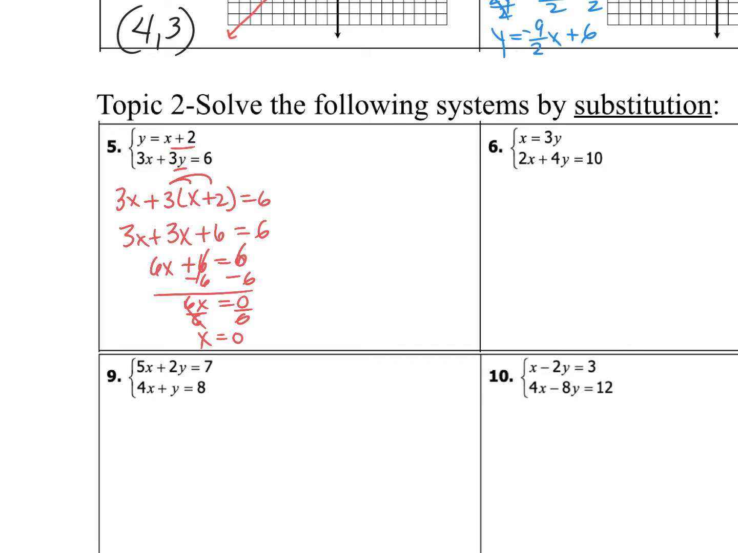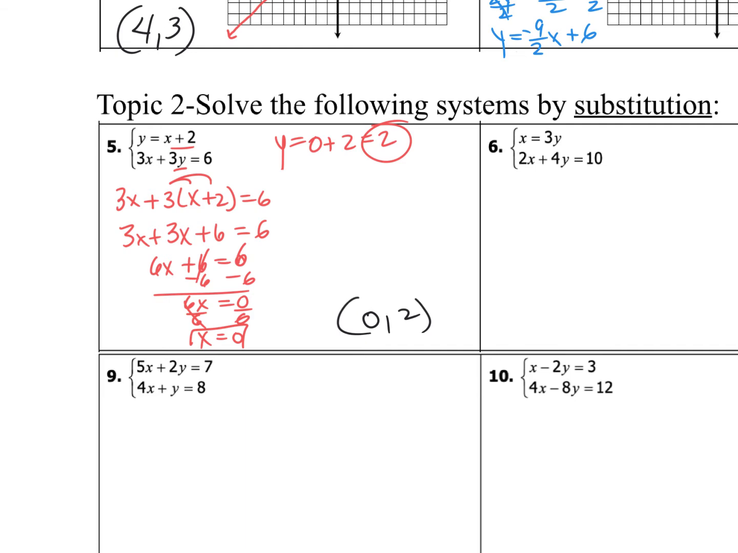Okay, that just means that it goes through 0 on the x-axis. That's about all you can say. All right, now we got to substitute what x equals and find y. So y equals 0 plus 2, which is 2. All right, so our answer is 0, 2.